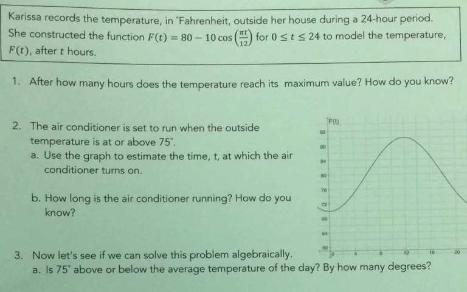Carissa records the temp in Fahrenheit outside her house during a 24-hour period. She constructed the following function: F of t equals 80 minus 10 cosine pi over 12t, when t is between 0 and 24.